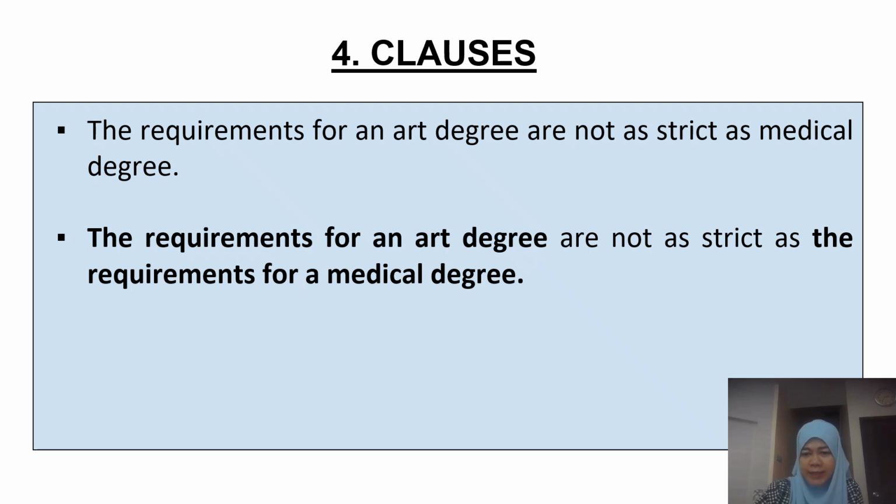And this is actually a complex sentence. So there are actually two clauses there. First one, the requirements for an art degree, and then you have medical degree. Okay, so to make it parallel, you must make the clause parallel. That means similar. The requirements for an art degree are not as strict as, repeat, the requirements for a medical degree. Okay, so the clause there must be the same, must be parallel to each other. That way the thinking process is much more efficient, faster.